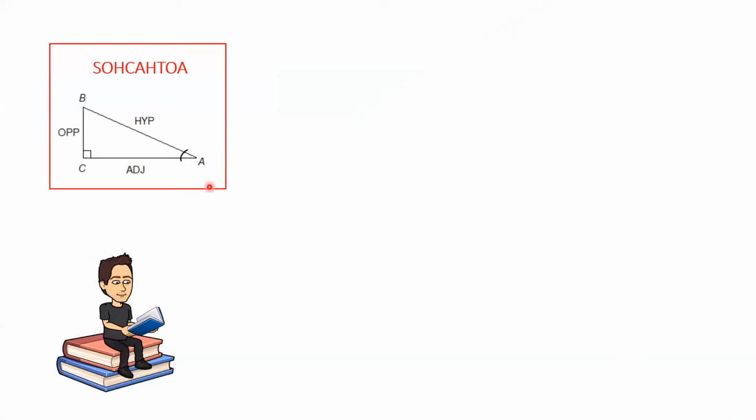If we look at this triangle here and we focus on angle A, then we see that the sine of A is opposite over hypotenuse. The cosine of A is adjacent over hypotenuse. And the tangent of A is opposite over adjacent.